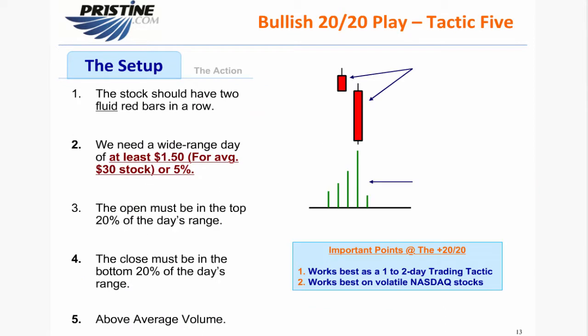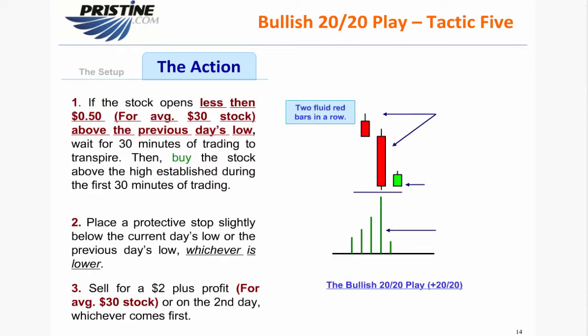So now our next example is the bullish 2020 play, where we have the stock down at least 2 fluid days in a row. Again, that does not change. You've got the volume coming in. None of that changes. It's all the same in terms of the setup. Where it differs is in the open of the following day. So here, it opens neutral, right? The stock opens less than 50 cents to the upside.